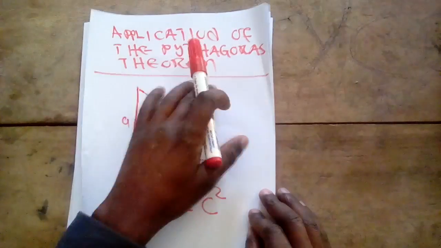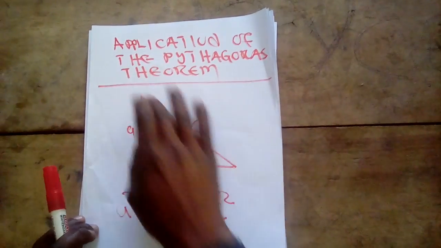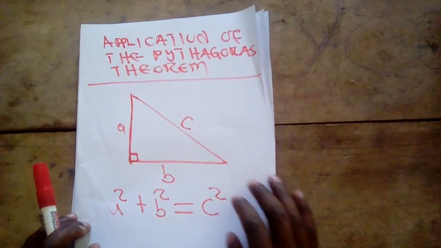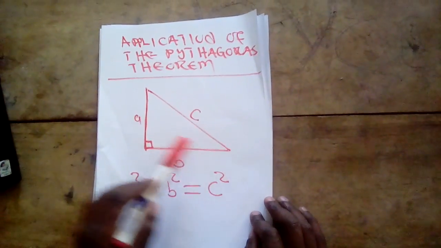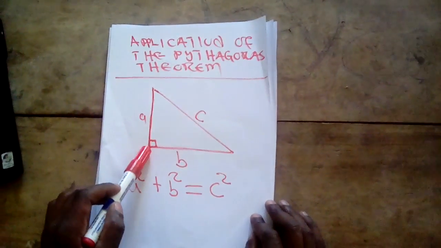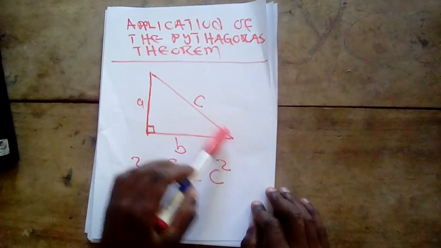Application of the Pythagoras theorem to solve distance problems. Look here, we have this right-angled triangle, where this length is A, this length is B, and this length is C. Lengths A and B are the lengths of the two adjacent sides, and length C is the length of the hypotenuse side.